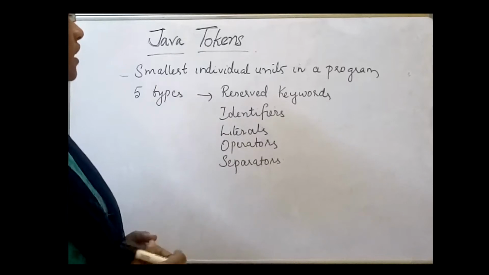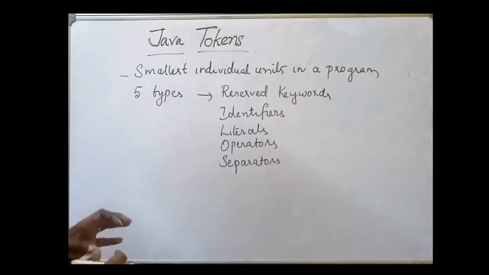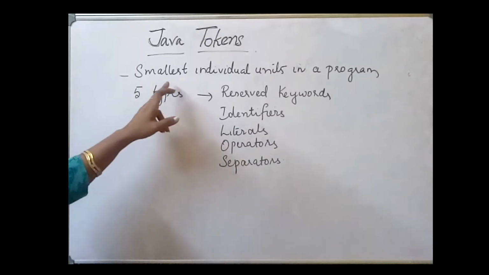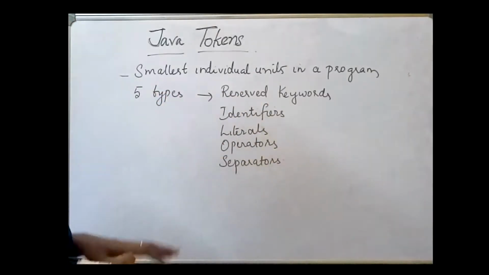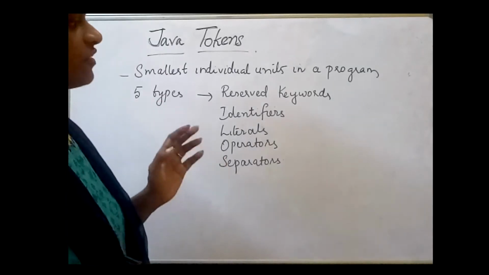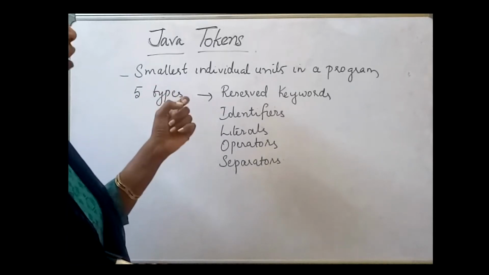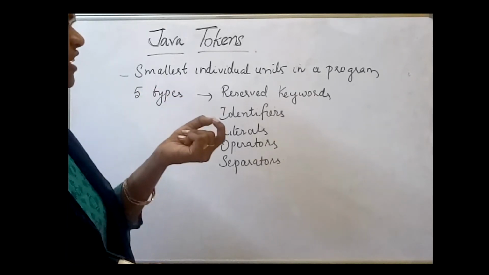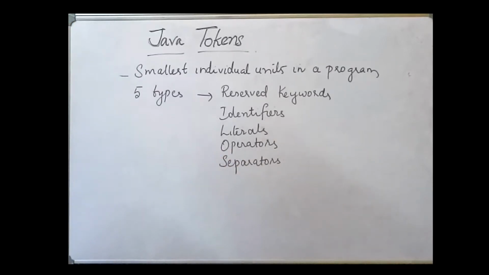Next topic under overview of Java is Java tokens. So what is a token? It is the smallest individual unit in a program. A program is composed of different types of statements, and each and every statement is formed with certain components, and these individual units are called tokens.